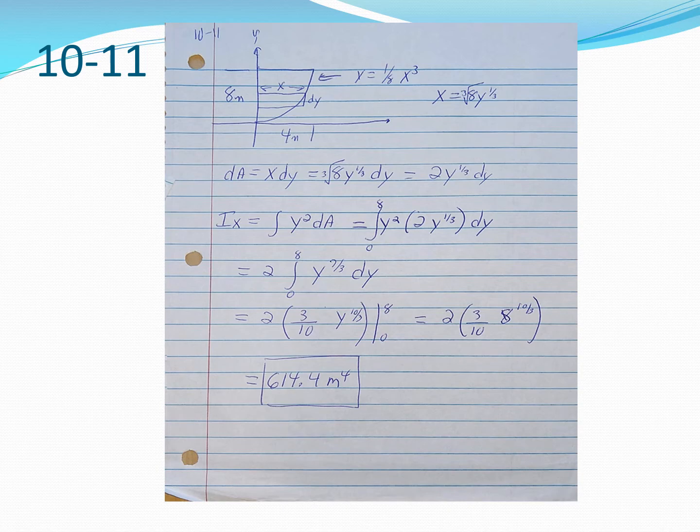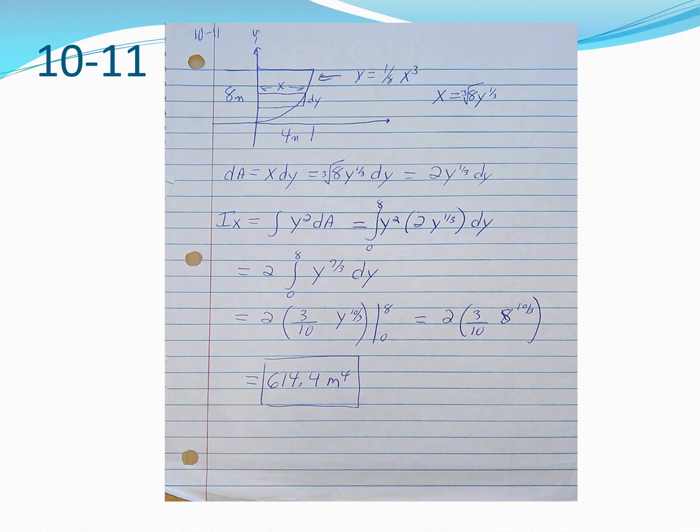Nicely enough, that curve on the outside was given to us as y equals 1/8 x cubed. So we can solve that for x, which I've done there. Then I can substitute that in for x, and lo and behold, my dA is going to become 2y to a third dy. So how do I find my moment of inertia around the x-axis? Y squared times dA, integrated over the limits. That slice is going to start at 0 and go up to 8, so you see my limits are 0 and 8.